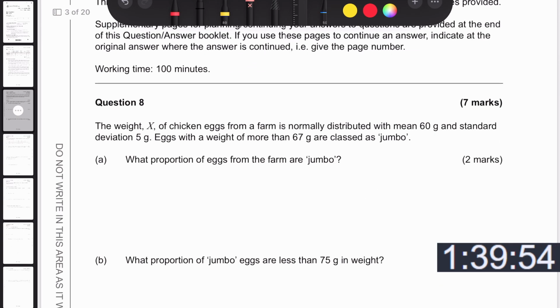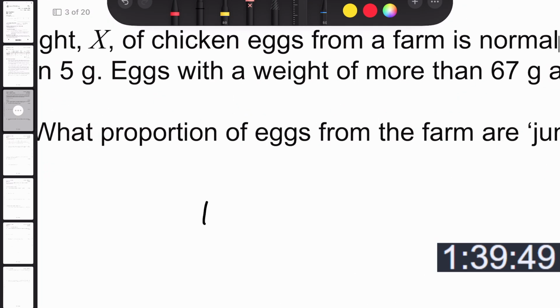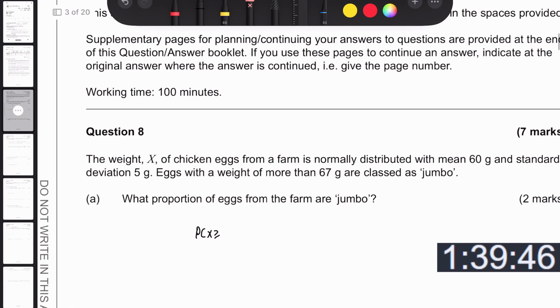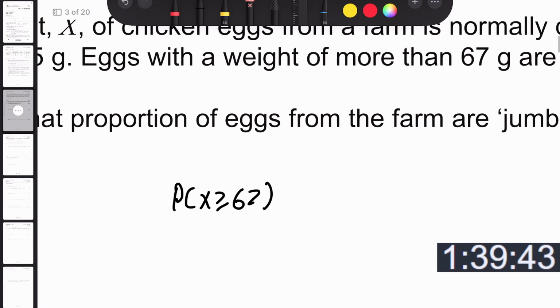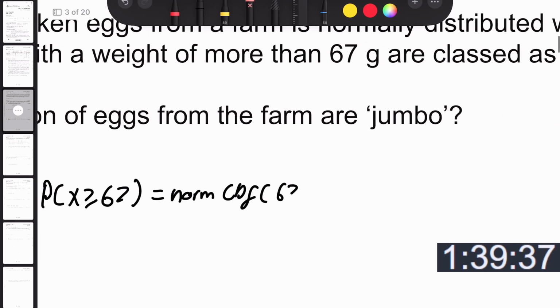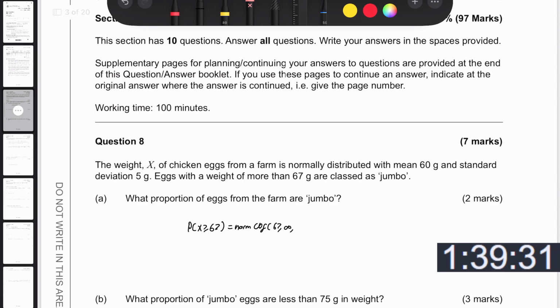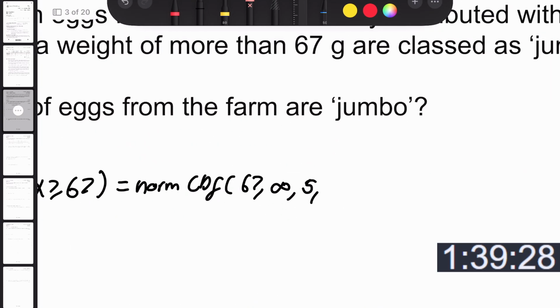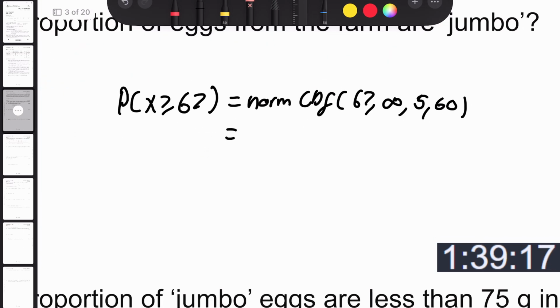The weight of x, normally distributed for mean, what proportion of the jumbo eggs? So now I want the probability of x is greater than or equal to 67. So this would be norm CDF of 67 to infinity, standard deviation of 5 and mean of 60. It's going to be equal to, come on Cass, wake up. 67, infinity, 5, 60. And this says what proportion, so not percentage, 0.0808.